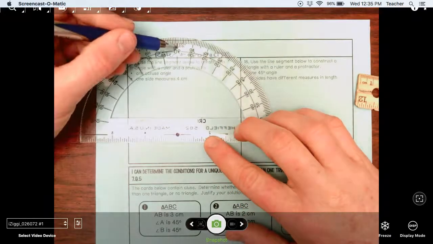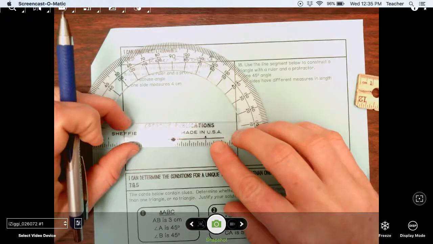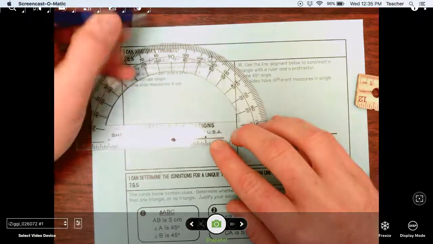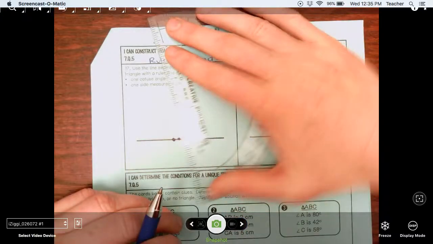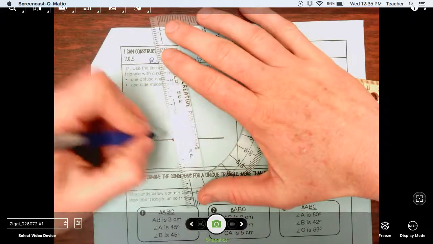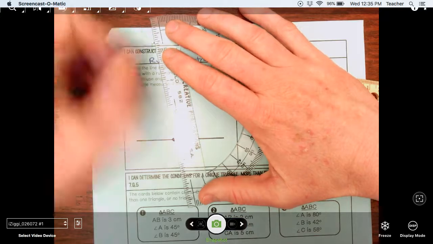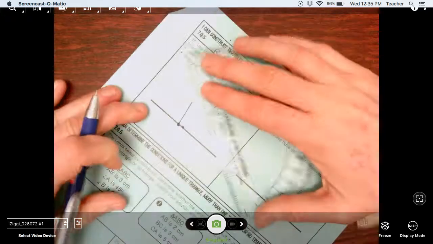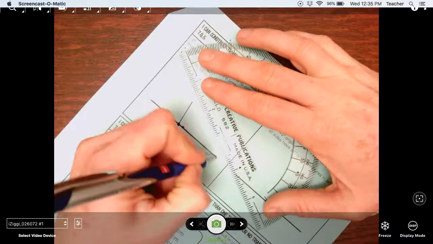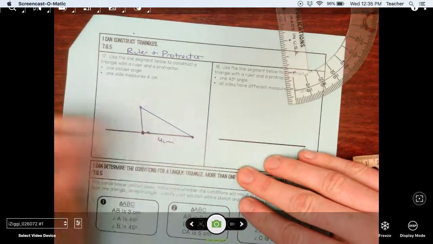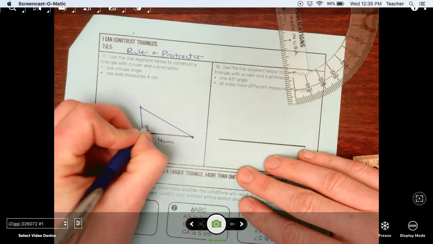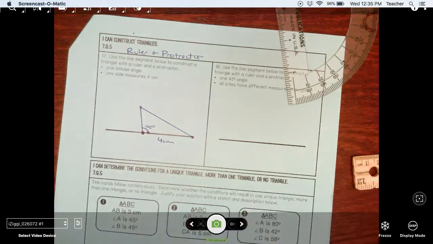So 90 degrees would be here. Let's flip this over. 90 degrees would be here, so let's go to maybe 100 degrees from my vertex to that dot. There we go. You can make it any length you want, and then connect the vertices. Boom, done. 4 centimeters, and this is 100 degrees.